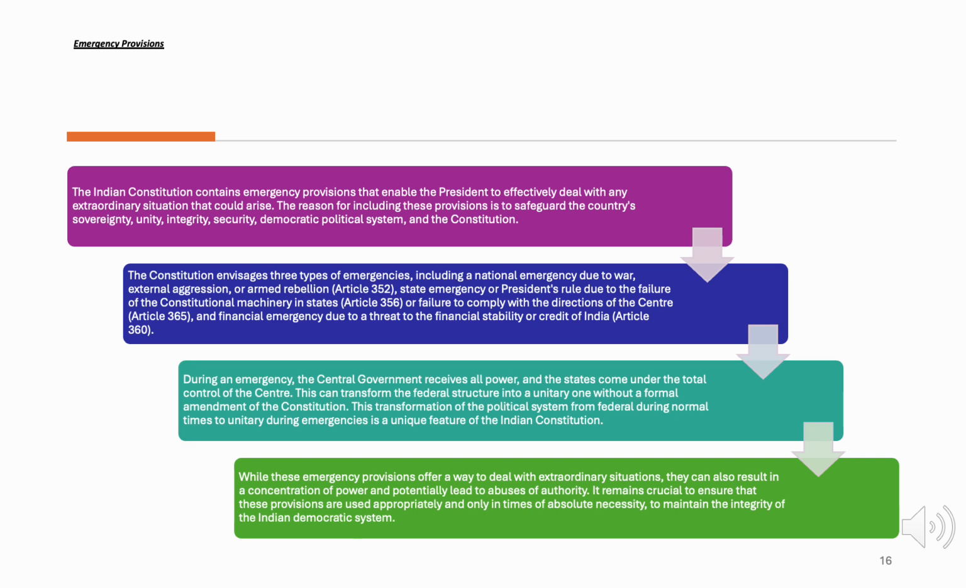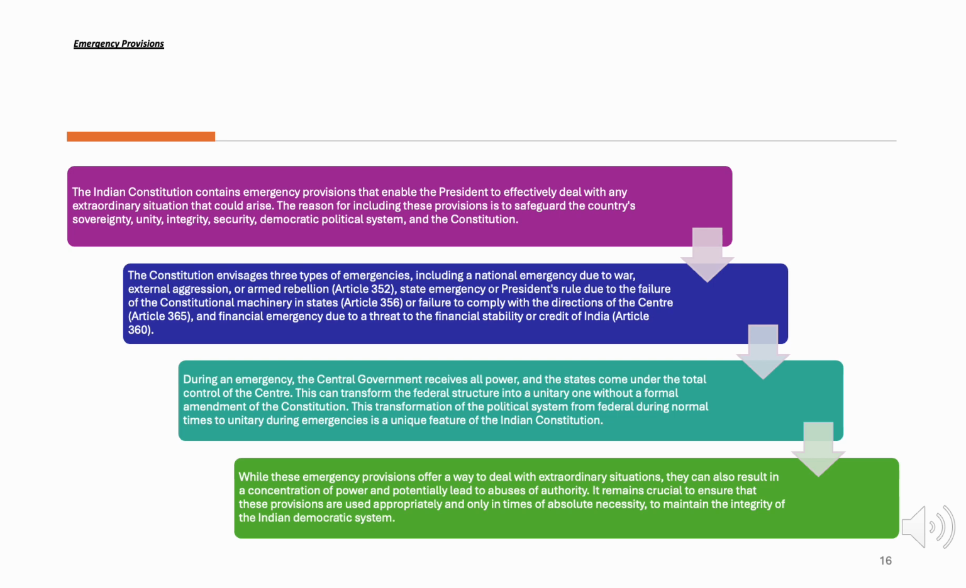The Constitution envisages three types of emergencies, including a national emergency due to war, external aggression, or armed rebellion, Article 352; state emergency or President's rule due to the failure of the constitutional machinery in states, Article 356, or failure to comply with the directions of the Centre, Article 365; and financial emergency due to a threat to the financial stability or credit of India, Article 360.